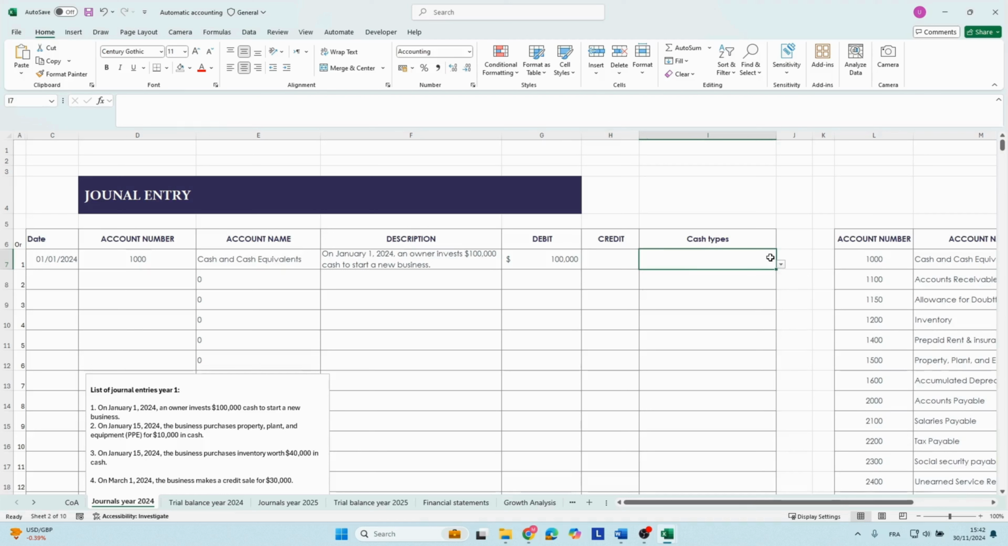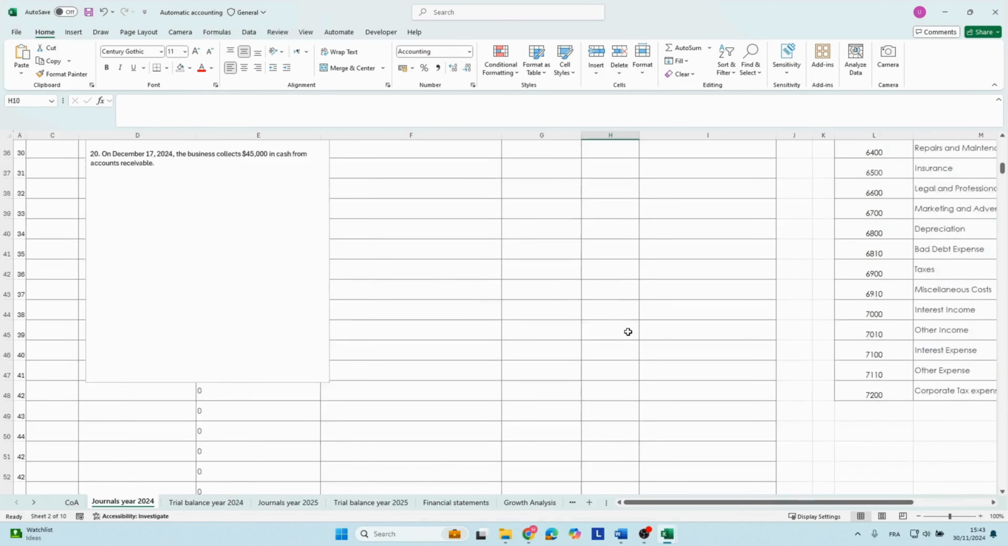Then we have the cash types. When we use accounts like cash and cash equivalent, we need to add the cash type, which means we choose from this list. Is it cash received from customer? No. Is it cash paid? No. So it can be proceeds from issuing shares of stock, so we use this one. Okay, so this is the first line.